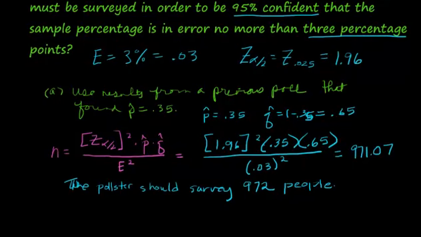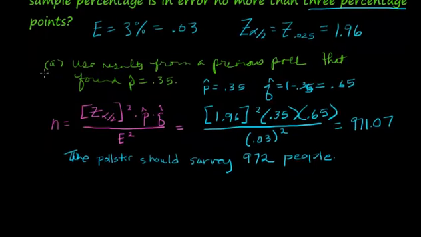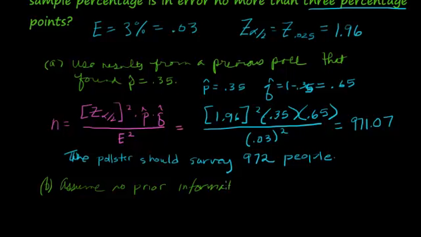We said either we have some kind of previous information about p hat, or if we don't, we just use 0.5. So assume no prior information. It's the first time the pollster has done this research. When we know that, what we have to do is say p hat equals 0.5, so q hat equals 1 minus 0.5, or also 0.5.